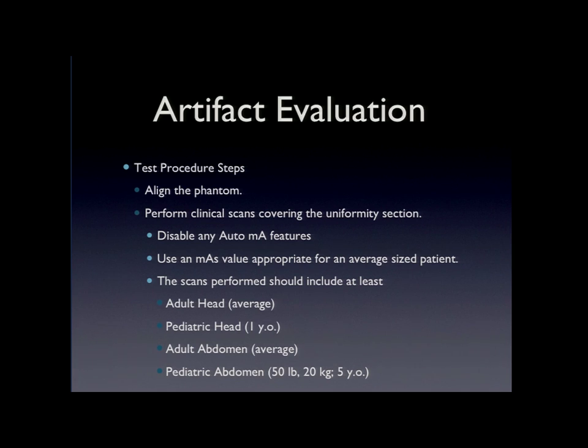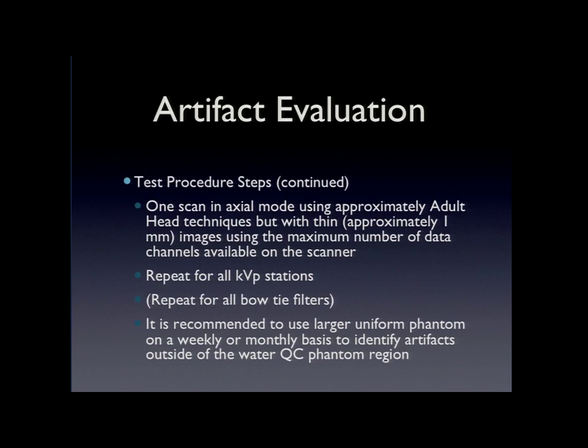the phantom. And again, you want to align the phantom, make sure it's all lined up. Use the mask that's appropriate for average patient size. You want to do one scan at the adult head with thin slices, because you want to see, is the fact that we're using thin slices and different algorithms going to induce certain artifacts? Repeat for different kV stations.